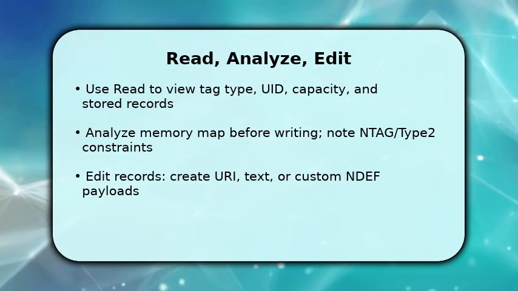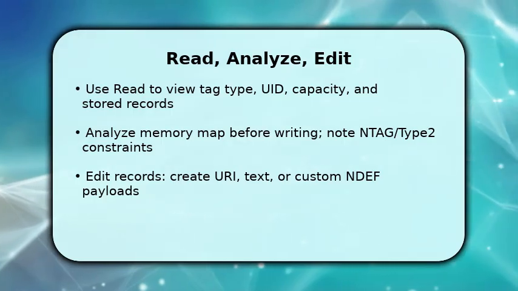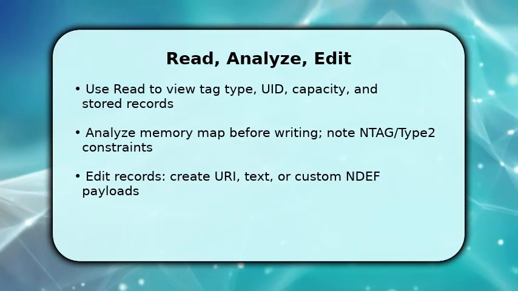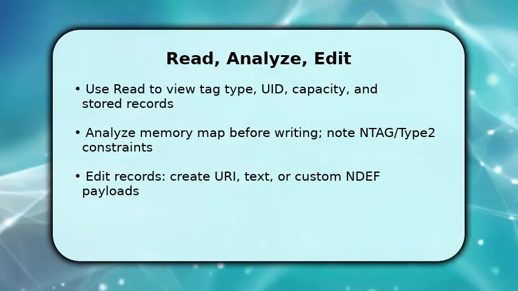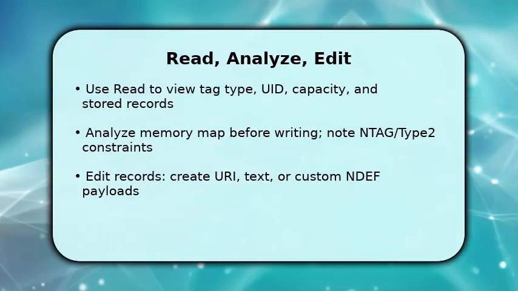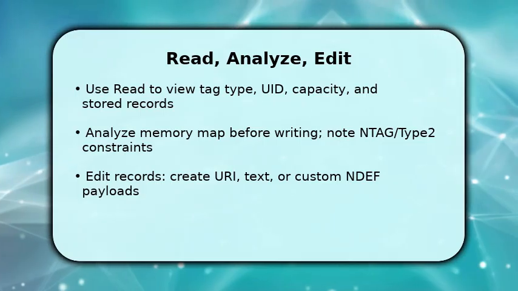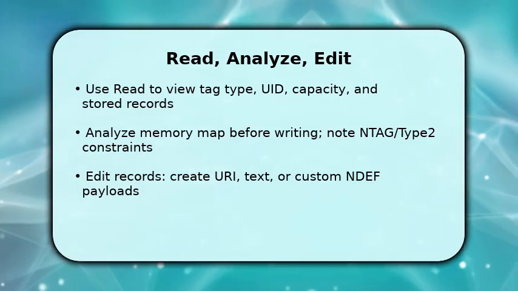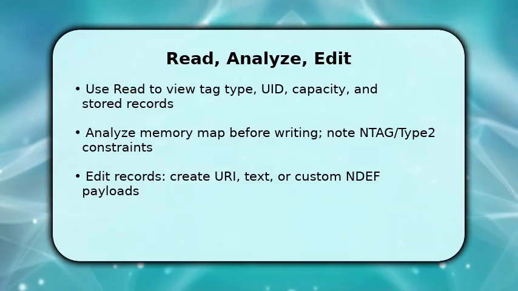Next, build your payload. Choose URI for links, text for labels, or custom NDEF for apps. When composing, match payload size to available bytes. If it exceeds capacity, split content or choose a larger tag. Save the draft in the app before writing.